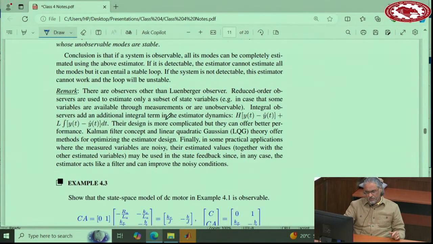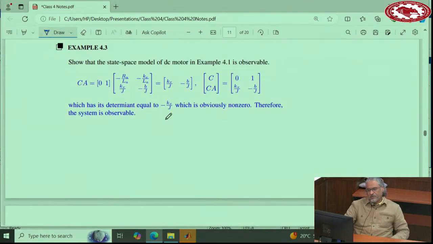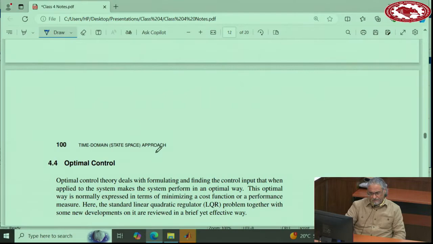Example, for instance, the DC machine, if you form C and CA, it becomes this matrix. The determinant of this matrix is negative k tau over j, which is non-zero. So this system is completely observable. Okay, so that's a short discussion about state estimation.